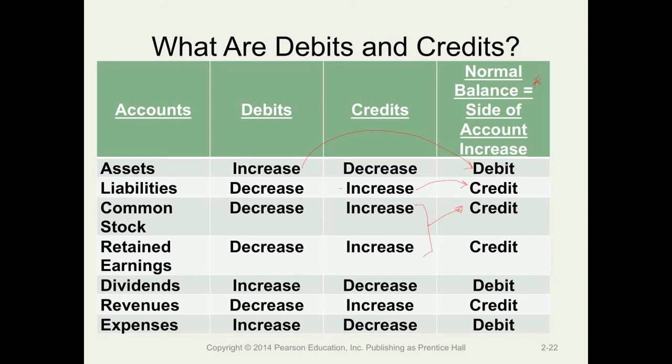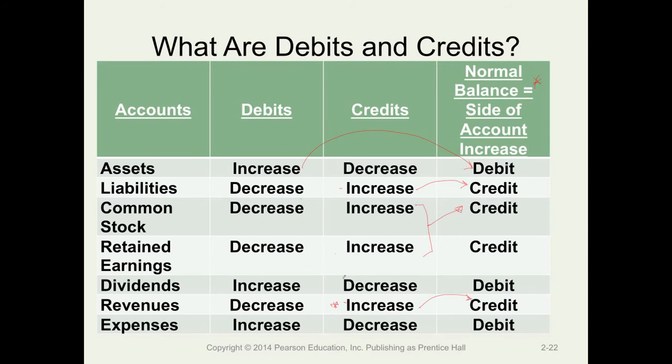Revenues. Revenues increase retained earnings so that if revenues, and I'll get to the dividends in a second, if revenues increase equity, then they should be increased by a credit, and therefore their normal balance is a credit balance.